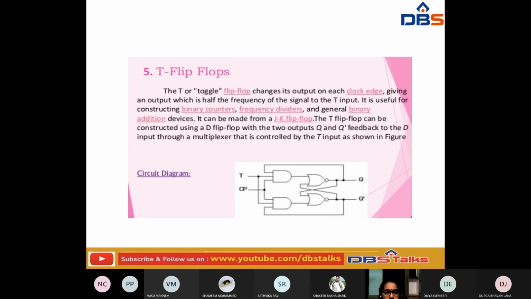The T flip-flop can also be constructed using the D flip-flop with the two outputs Q and Q dash. Then the feedback to the D input through the multiplexer is controlled by the T input, as shown in this figure. So this is the T input, and Q dash is the feedback that is going to be given through D. The multiplexer is controlled by T. Okay, these are the outputs Q and Q dash.